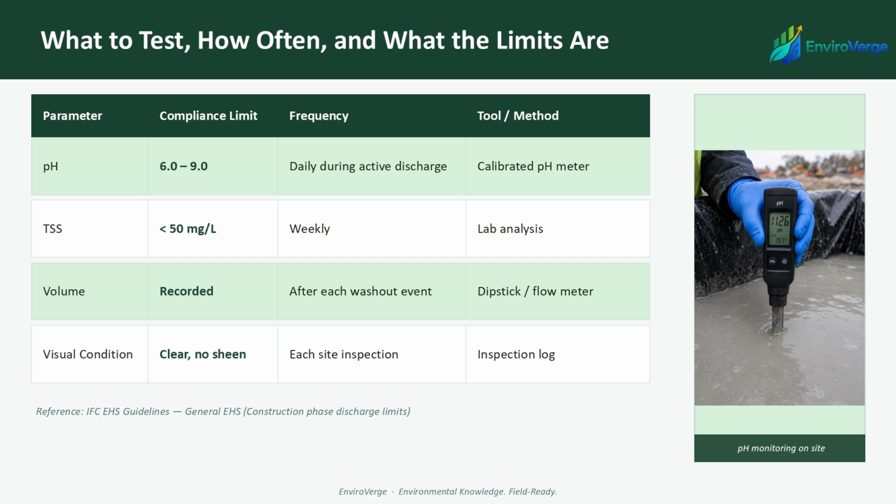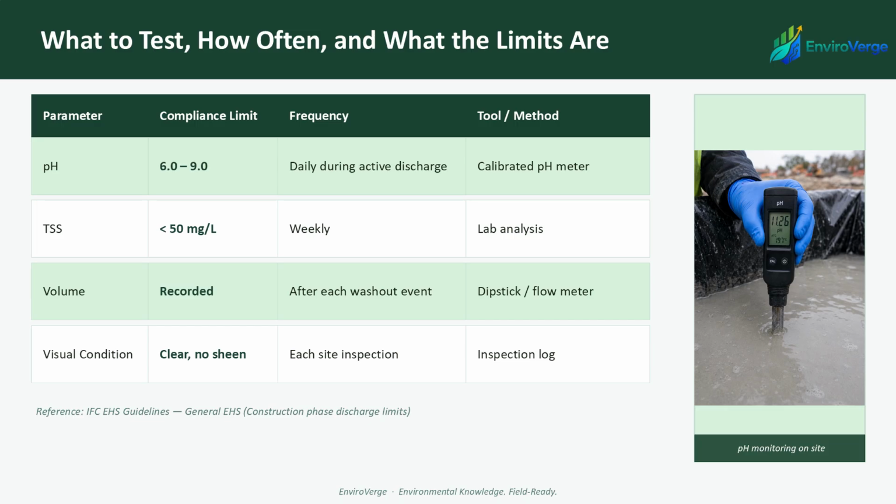Four parameters. pH. Test daily during any active discharge period. Use a calibrated digital pH meter. Record the reading, the date, the time, and the name of the person who conducted the test. The permissible discharge range under IFC EHS guidelines is pH 6.0 to 9.0. Any reading outside that range means no discharge until the cause is investigated and resolved.